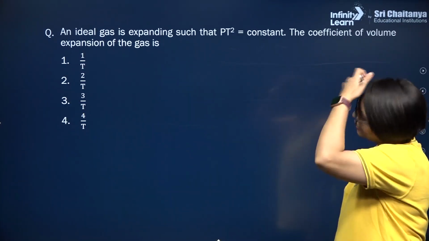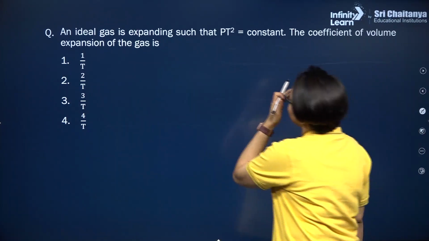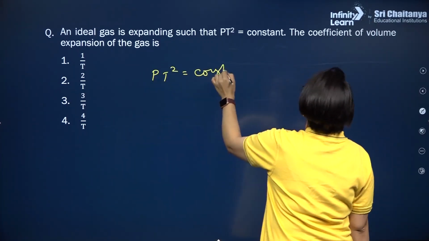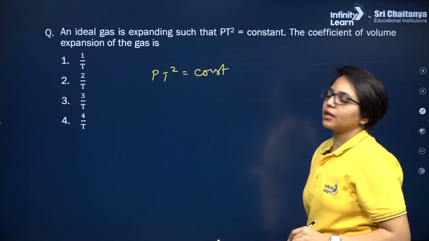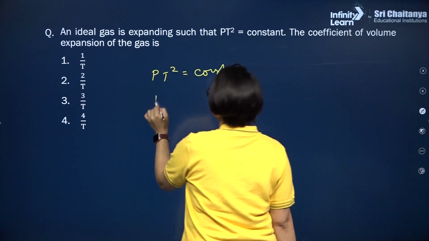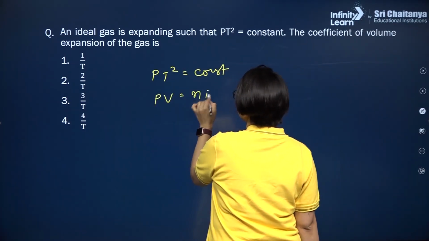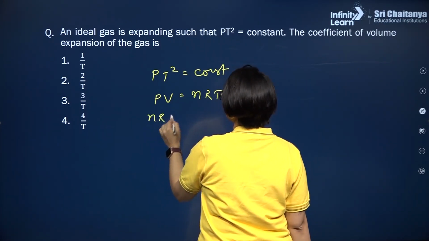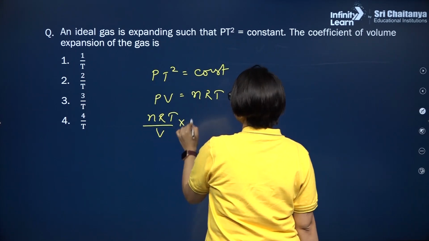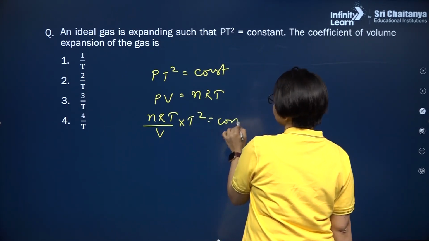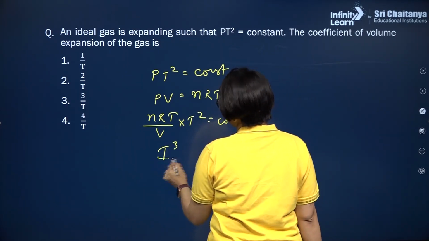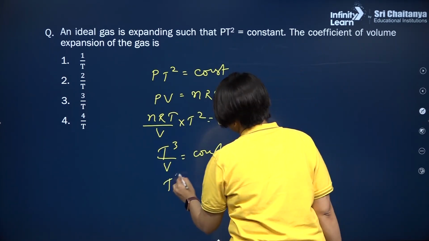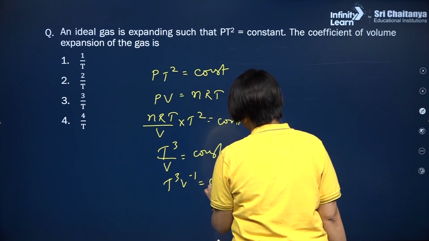Next is this, an ideal gas is expanding such that PT square is equal to constant. The coefficient of volume expansion of the gas is. So, we know that PV is equal to nRT. So, P will be nRT by V into T square is equal to constant. So, over here T cube divided by V is equal to constant, right. So, you can write T cube V inverse is equal to constant.